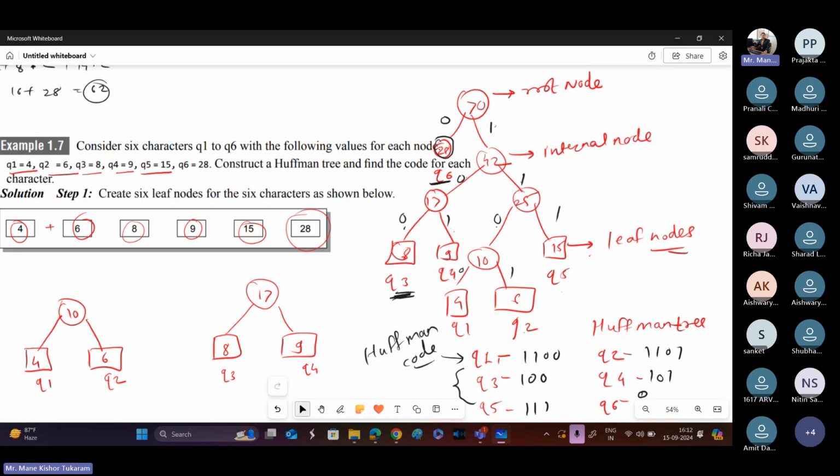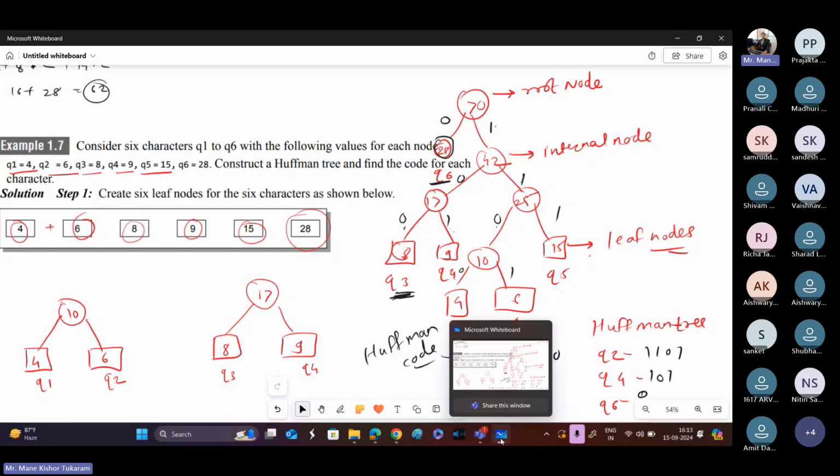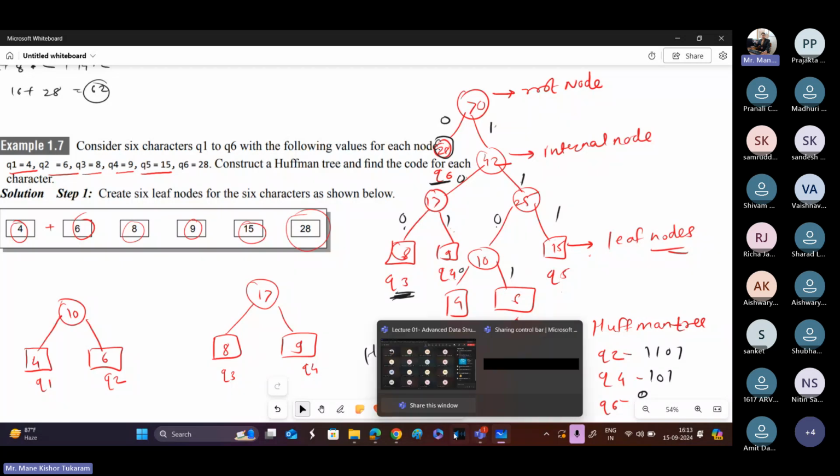So in this way you can design the Huffman tree and find the code for each character. Okay, so here the problem statement is: consider 6 characters Q1 to Q6 with the following values for each node. So Q1 to Q6, construct a Huffman tree and find the code for each character. So in this way, we can solve the particular problem related to the Huffman code and Huffman tree.